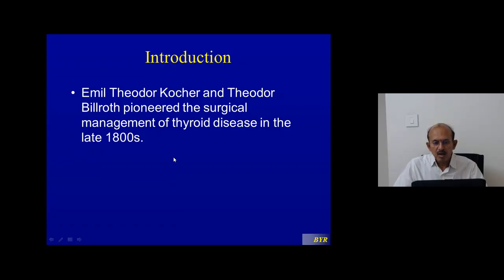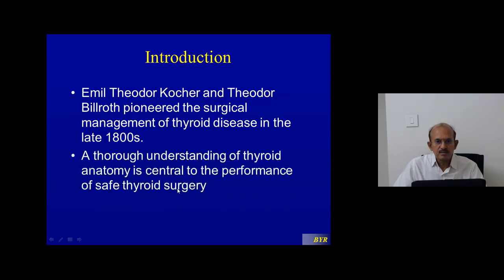Before Kocher, the mortality for thyroid surgery used to be around 50 to 70 or 80%. His meticulous understanding of anatomy, physiology, and surgical technique brought the mortality rate down to 0.3%. So you can imagine the great knowledge of Kocher and the skills of Billroth.